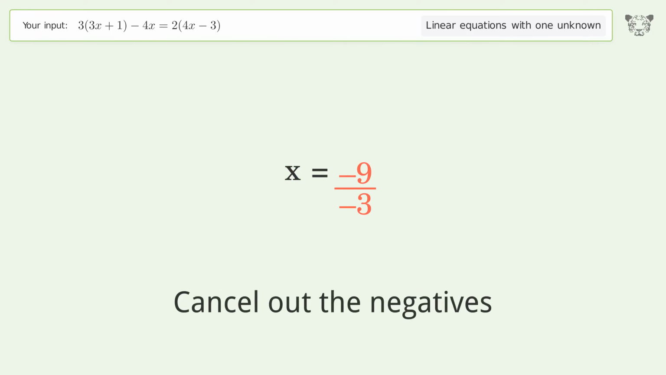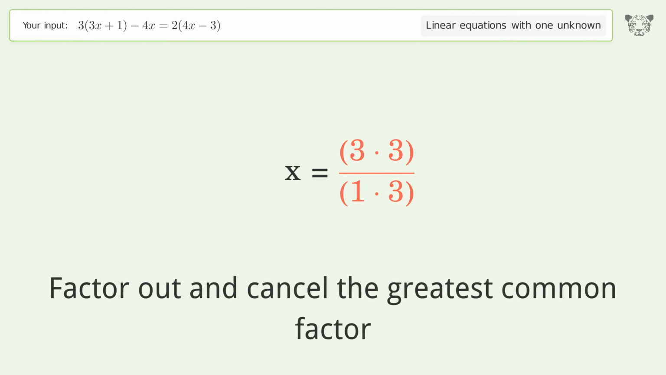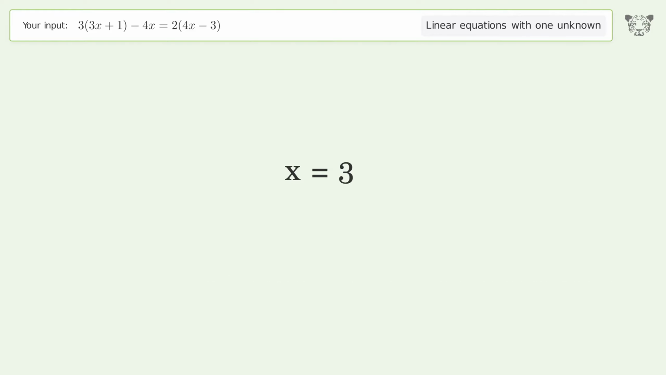Cancel out the negatives. Find the greatest common factor of the numerator and denominator. Factor out and cancel the greatest common factor. And so the final result is x equals 3.